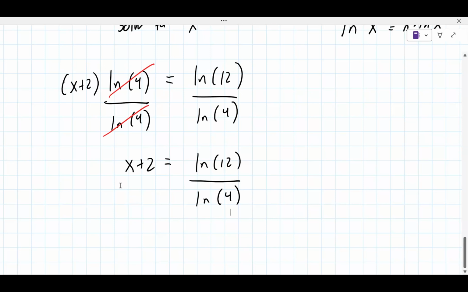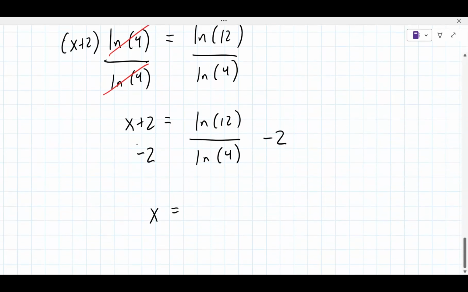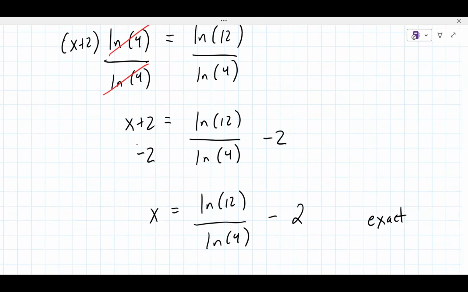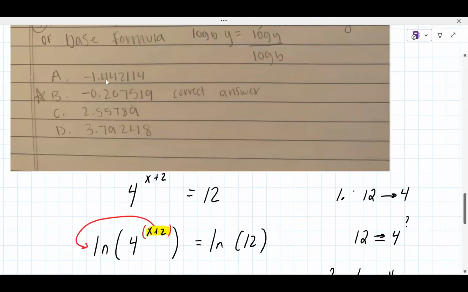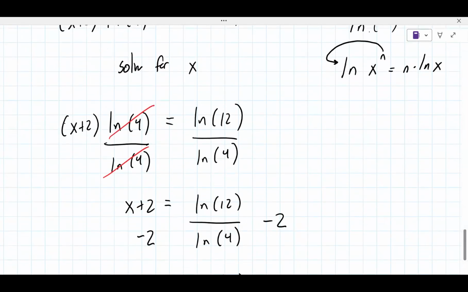Okay. Now to get x by itself, you have to subtract 2 from both sides. So x equals the natural log of 12 divided by the natural log of 4 minus 2. Now this is considered what's called exact. You might remember that from geometry, like when you find the area of a circle and it was 16 pi, that's considered exact. But what you really want, because your answers don't look anything like what I wrote, is the numerical approximation. So you have to be able to go to your calculator to do this.